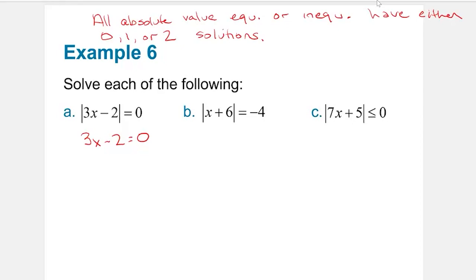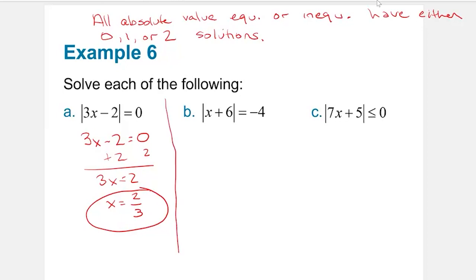So again, I'm going to add 2 to both sides, and I get 3x equals 2. X equals 2/3 if I divide both sides by 3. And here I have just one solution. Okay, so there's my one solution.